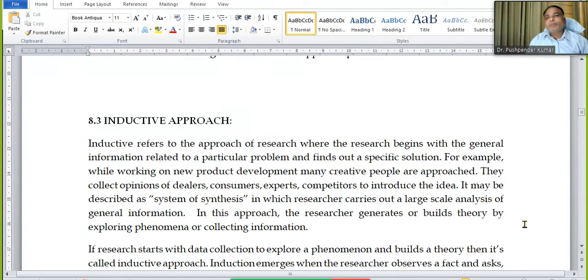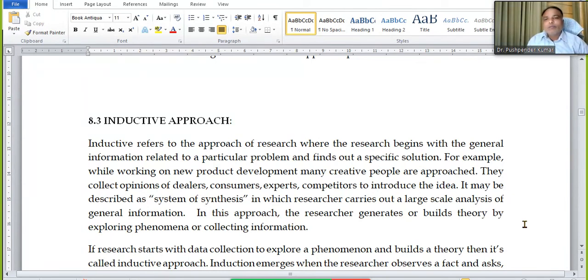In the inductive approach of conducting research, inducting refers to the approach where the researcher begins with general information related to a particular problem and finds a specific solution. There it was very specific, here it is very general.